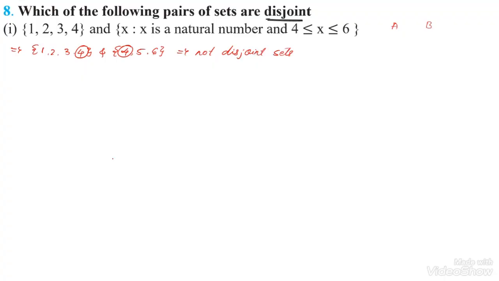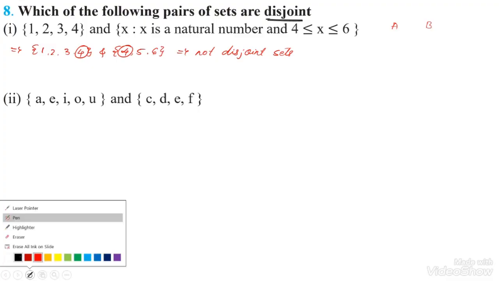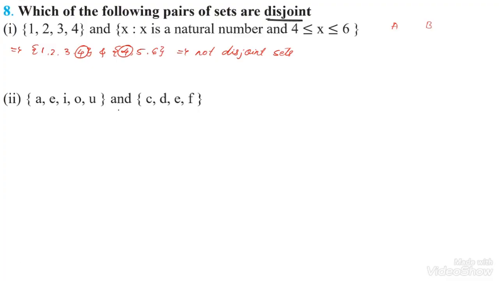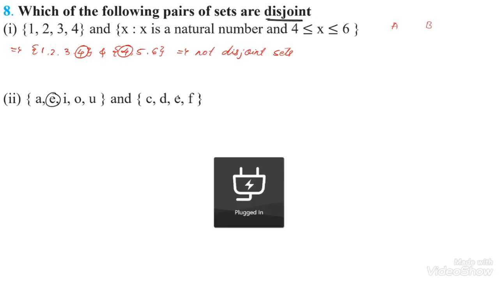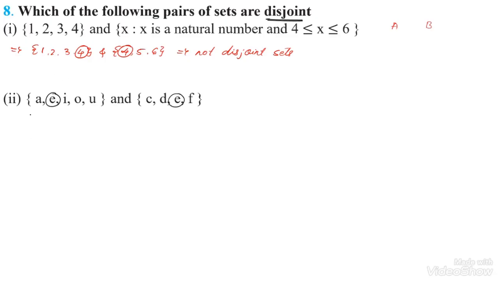Okay. Next question. The set containing the elements A, E, I, O, U and C, D, E, F. In between these two sets, E is the common element. Therefore, it is not a disjoint set.